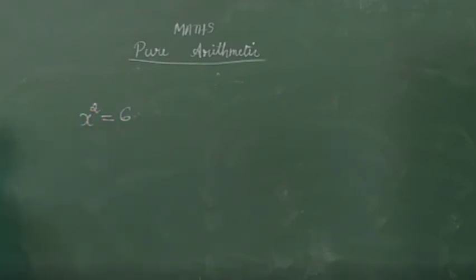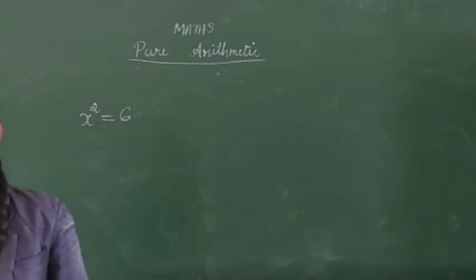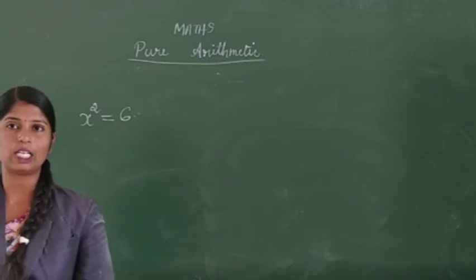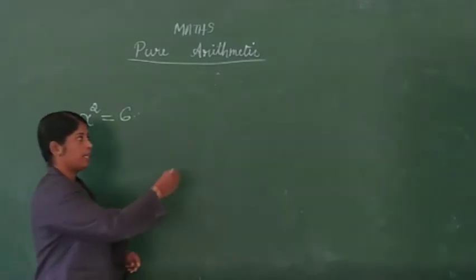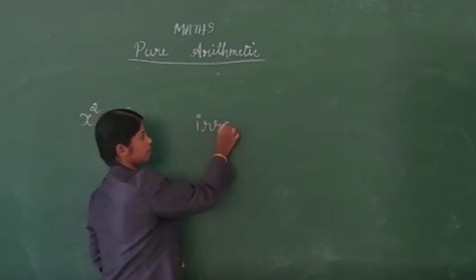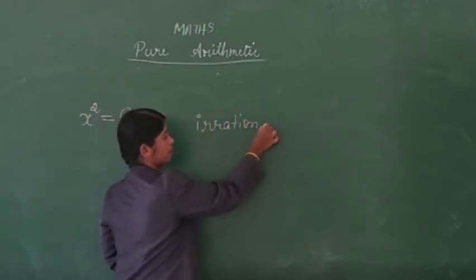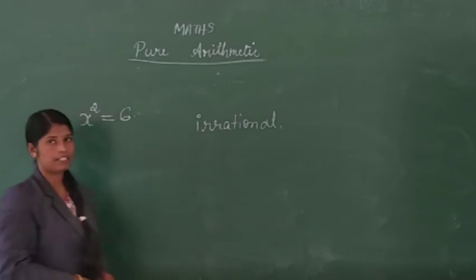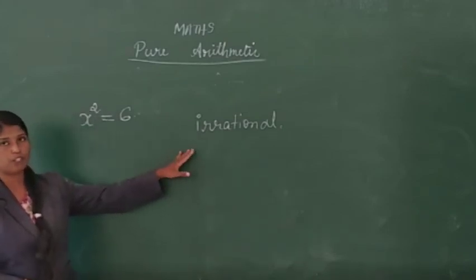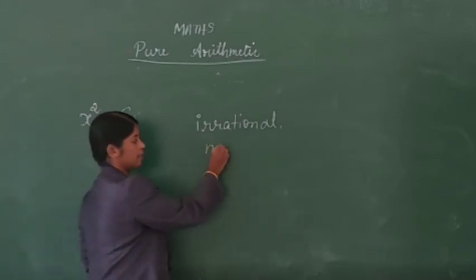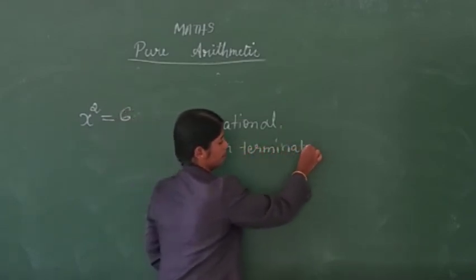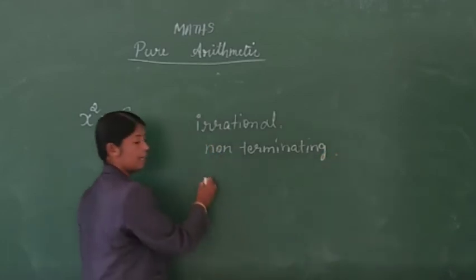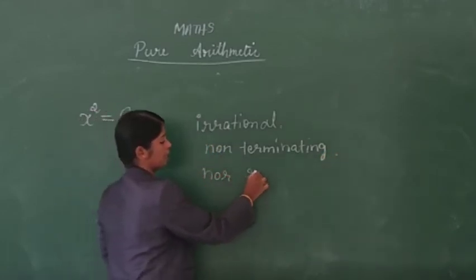So, before going down, let me recall the concept of irrational numbers. How do you say that a number is an irrational number? To say that a given number is irrational, there are two conditions. It should be non-terminating. Second one, non-recurrent.